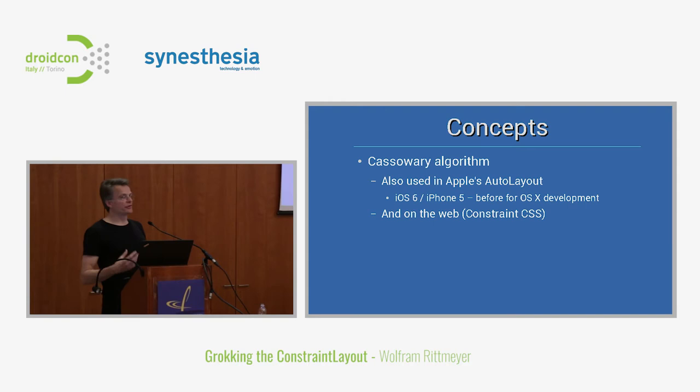If you constrain views next to each other and say, for example, the second view should appear right of the first view and there should be 20 dips in between, what you're creating is a linear equation. And to help you solve the linear equations, because you have lots of views and lots of constraints, there's this Cassowary algorithm that helps you solve that, if you want to do it on your own. This algorithm is used by Google for the constraint layout. It's used by Apple for auto layout. And there's even a web variant available for it. It's constraint CSS, which is also very interesting.